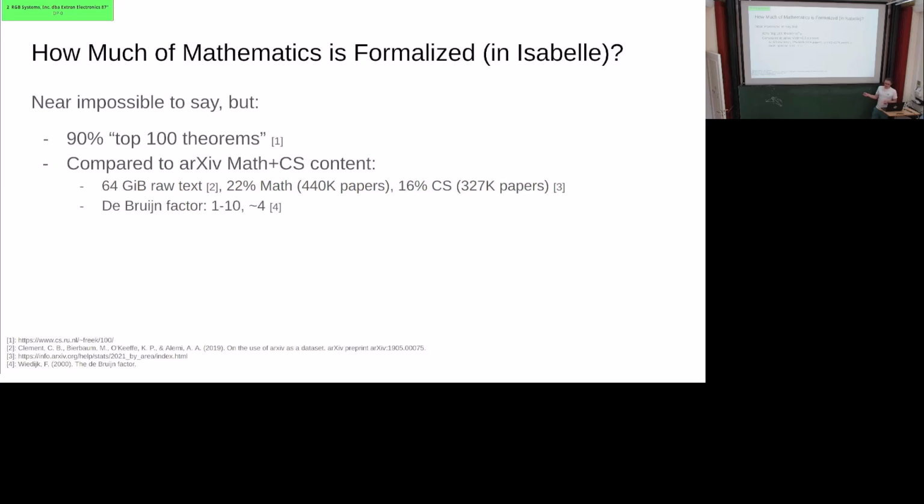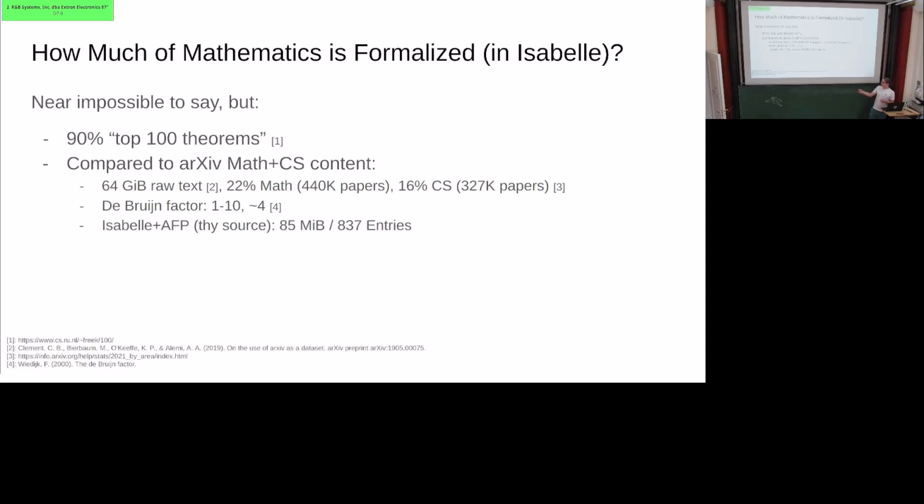You do have to consider the De Bruijn factor, also introduced by Frege here. Namely, when you're doing a formalization, it usually blows up because you have to write about a lot more details than you would have to do on paper, and this De Bruijn factor is usually in the range of 1 to 10, and I've taken the typical 4 as an average here.